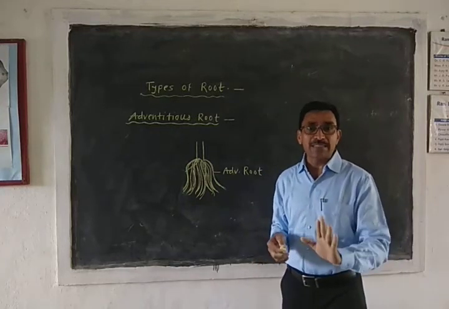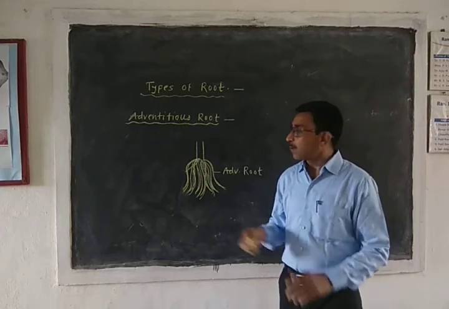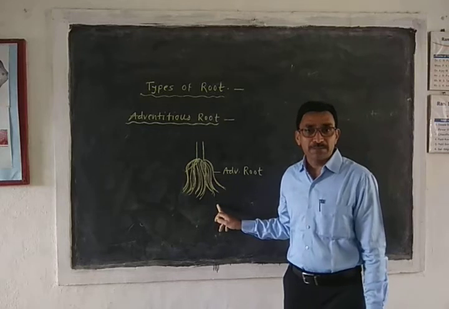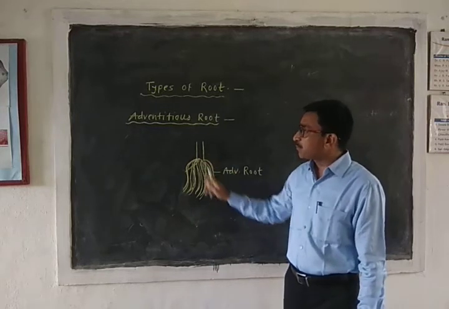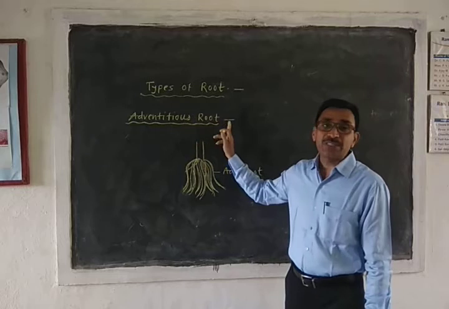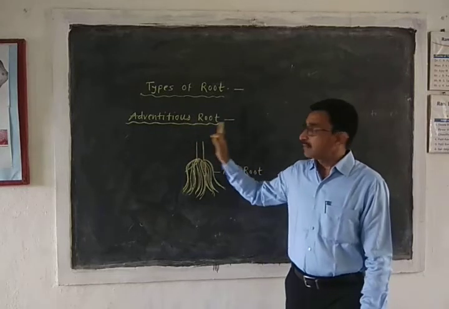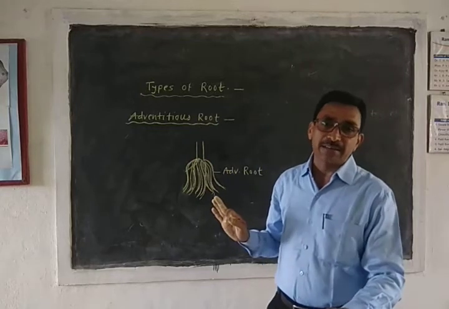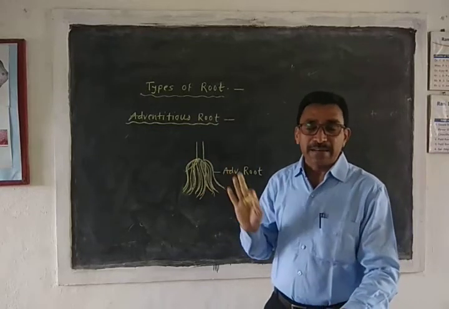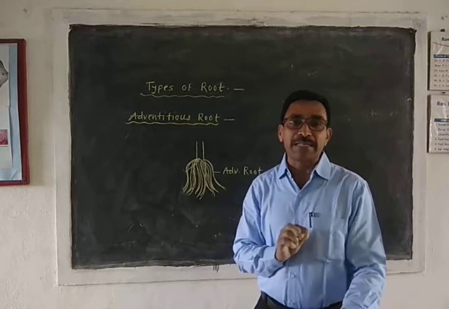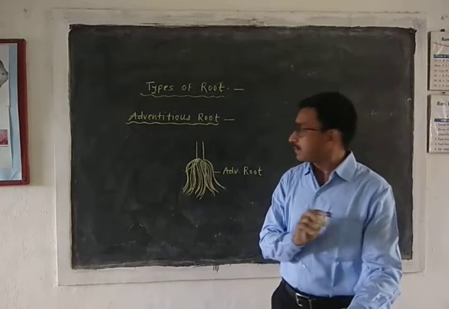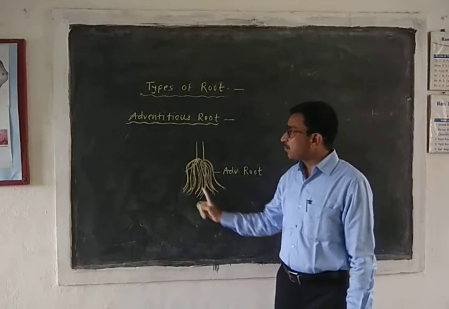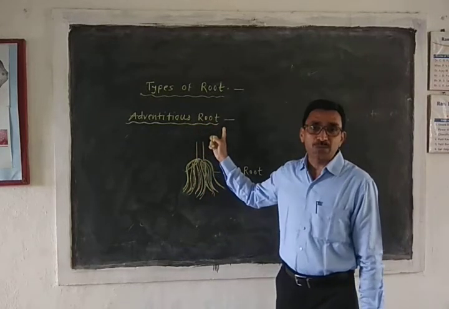The radicle dies at the seedling stage, and from any part of the plant the roots are developed. That type of root system is called an adventitious root system. This root system is not directly developed from the radicle. In this case, the radicle dies soon after the seedling and from any part of the plant the roots are produced. That kind of roots are called adventitious roots.